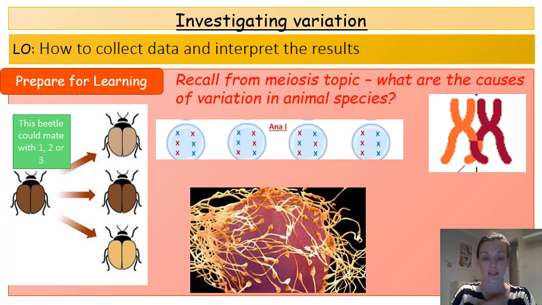You've got the fact that it's random fertilization. Any sperm could coincide with any egg, so therefore you've got variation there. And then you've also got the idea of random mating. That male beetle there could mate with either beetle 1, 2 or 3, depending on which one it comes across first.